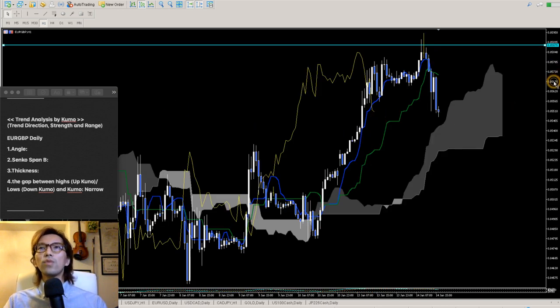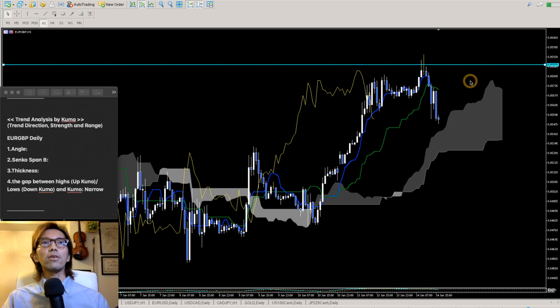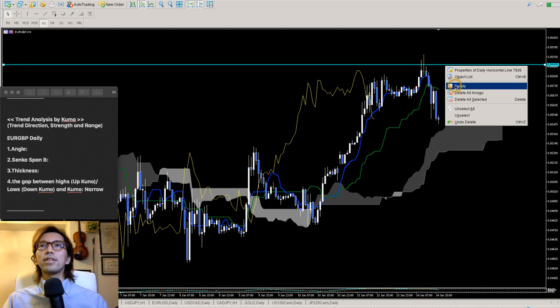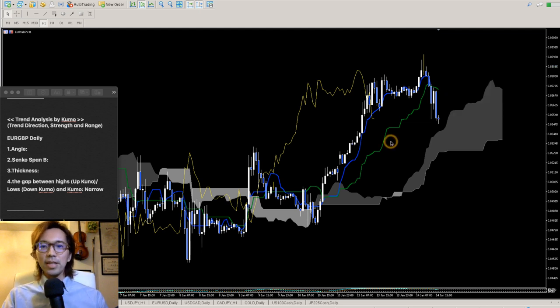All right, so this is the 1 hour chart on Euro Pound. And what do you see here? Any comments? The shape of the Kumo, you can look at Senko span B, the angle, right? The thickness, and also the gap between highs and the Kumo, right? What are your findings here? Any answers? It's an open question. Anybody can just participate and type your answers here.